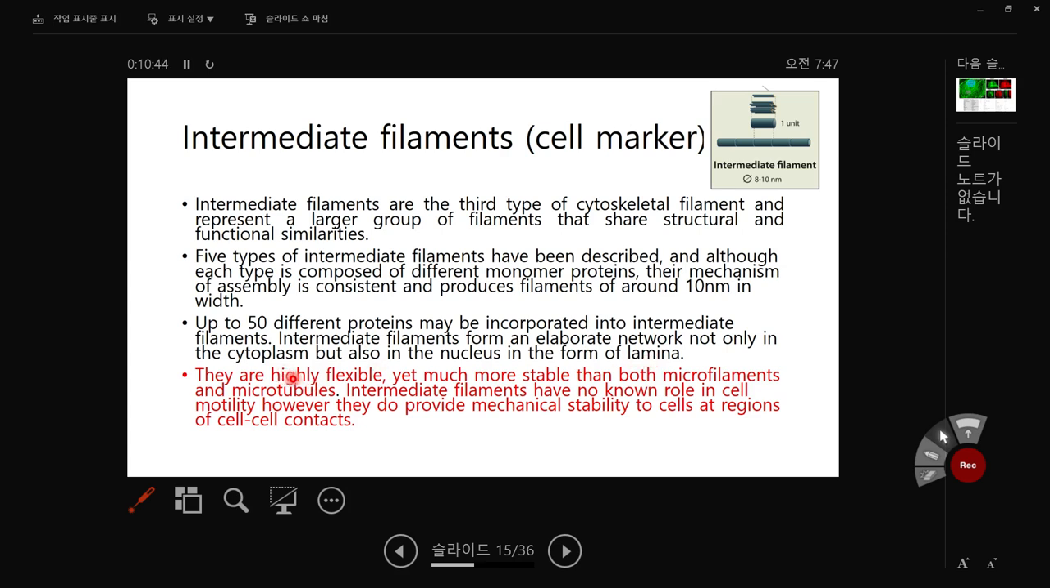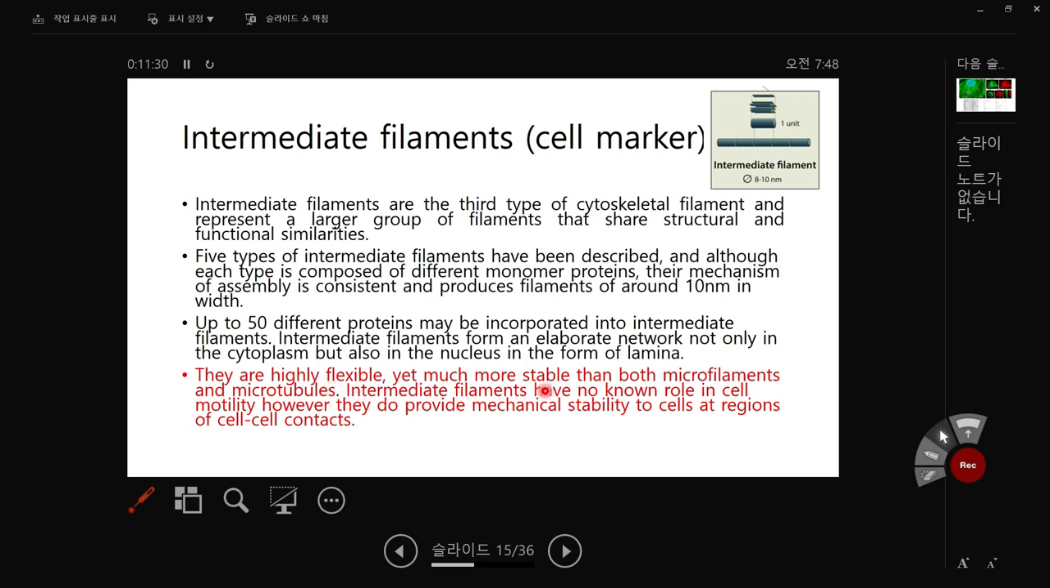And they are highly flexible. What is the different feature of the intermediate filament compared to the others? Microtubules and microfilaments are less flexible, but intermediate filaments are more flexible, and yet much more stable than both, because they are not depolymerized or polymerized. They are not that dynamic. So we can say they are more stable in terms of dynamic depolymerization or polymerization, but they are more highly flexible.